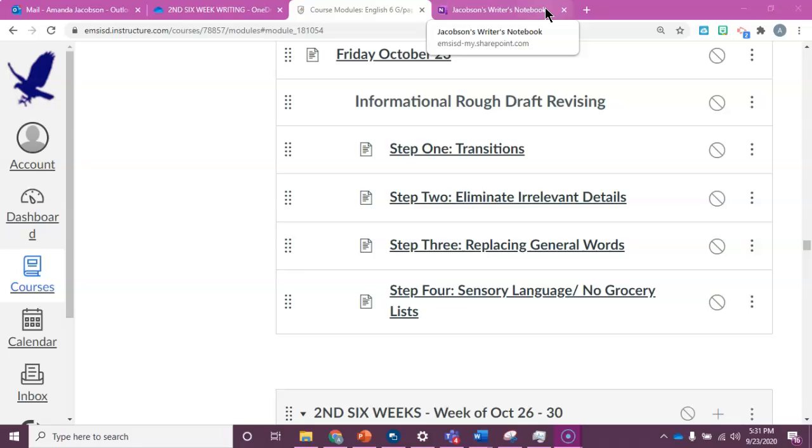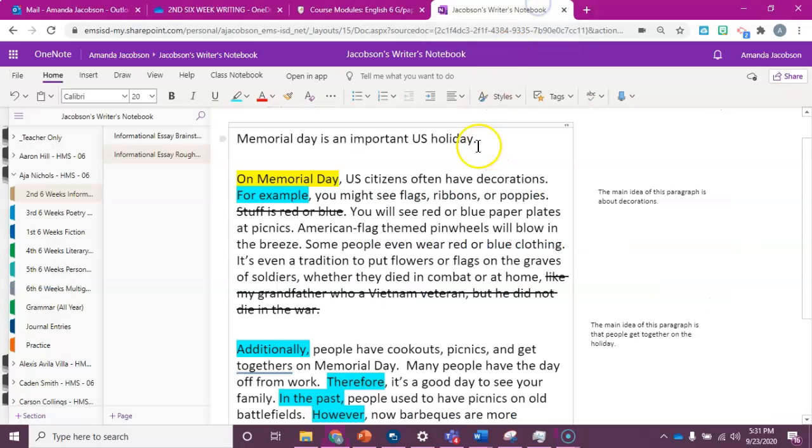What we want to do is replace boring lists that are just lists of words like cats, dogs, and frogs, and turn them into descriptions. When we use our descriptions, we want to focus on sensory language that appeals to our 5 senses, what we can see, hear, smell, touch, or taste. So I'm going to practice on my rough draft.